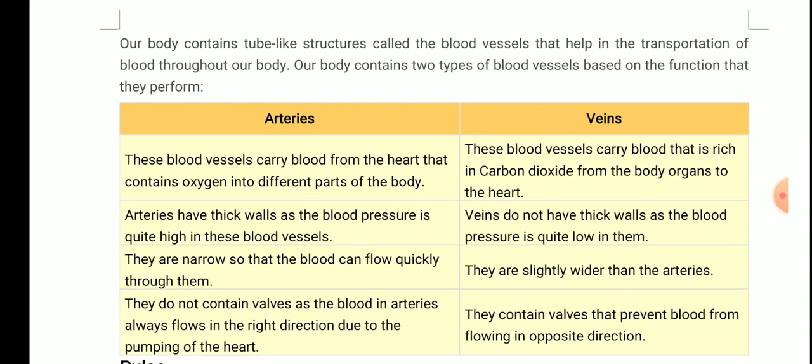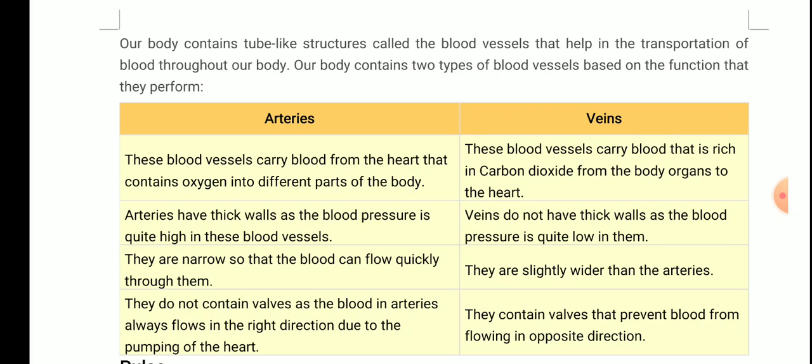Arteries and veins. Arteries: these blood vessels carry blood from the heart that contains oxygen into different parts of the body. That means they carry oxygenated blood, or you can say pure blood. Veins: these blood vessels carry blood that is rich in carbon dioxide from the body organs to the heart. That means they carry impure blood, or you can say deoxygenated blood.